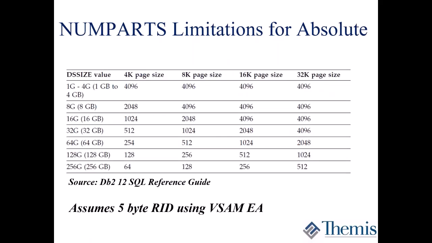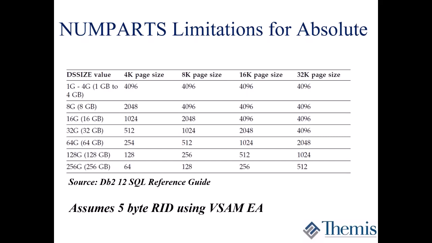So here's the chart, straight out of the SQL reference guide, that gives you the rules for how many partitions you're allowed to have with a certain page size and a certain DS size. This chart's been around for a long time. It changes from one release to the next. The last time it changed in any significant way was probably version 8, when they went to 4,096 partitions.